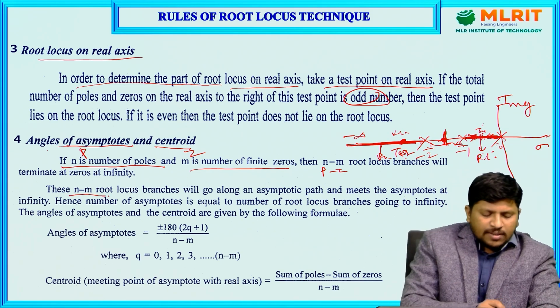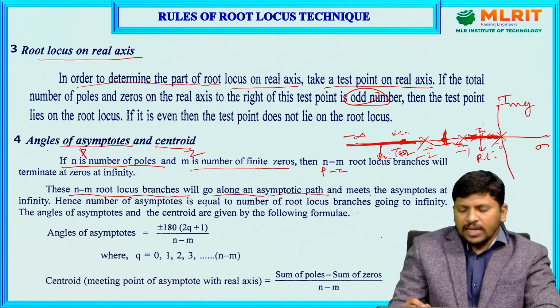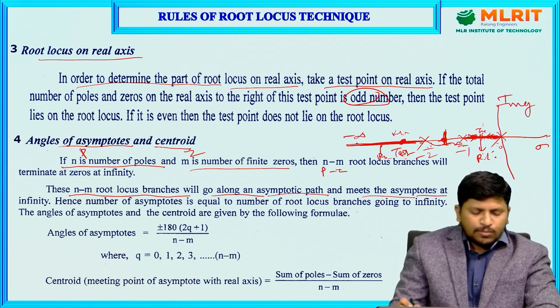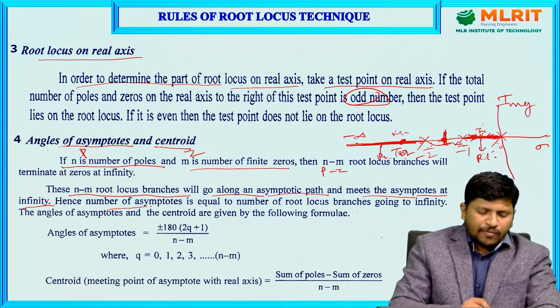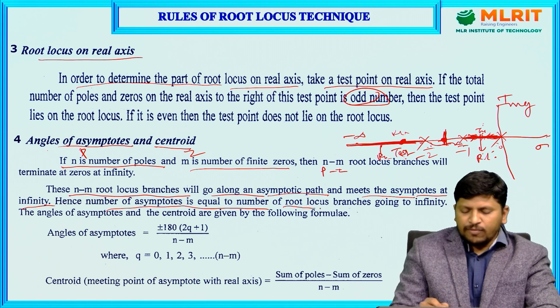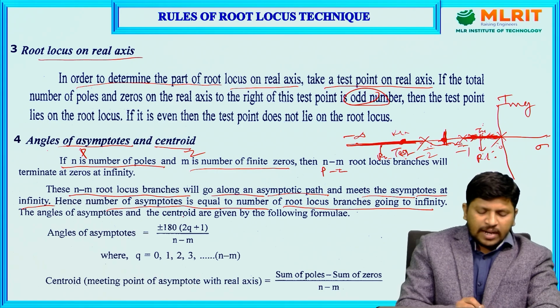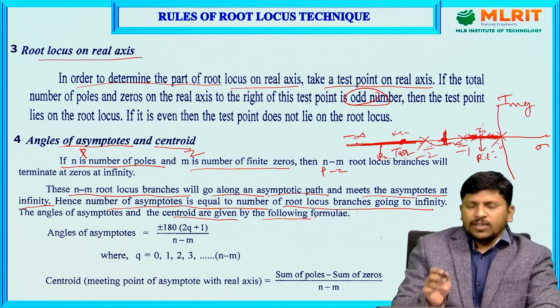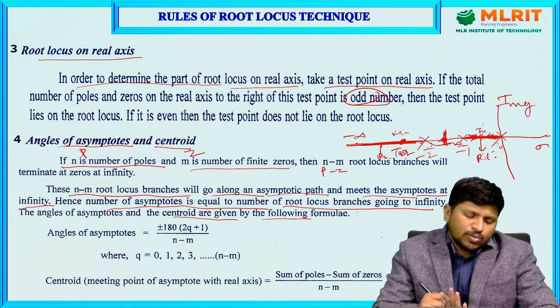These n minus m root locus branches will go along an asymptotic path and meet the asymptotes at infinity. Hence, the number of asymptotes is equal to the number of root locus branches going to infinity. The angle of asymptotes and centroid are given by the following formulas. Just simply, you are going to remember these two formulas.